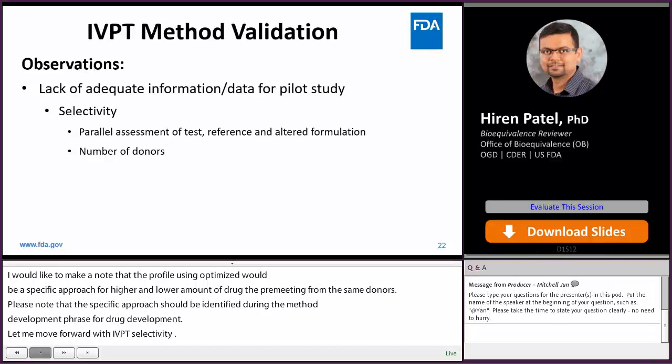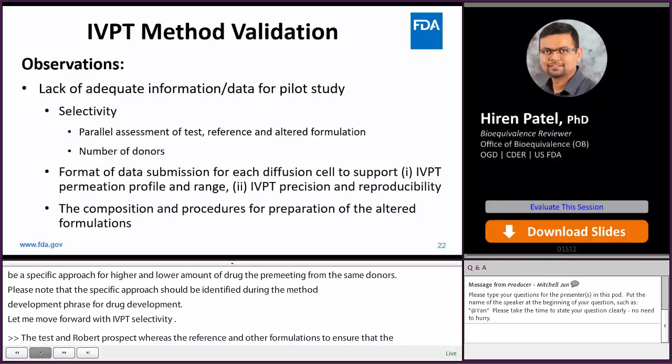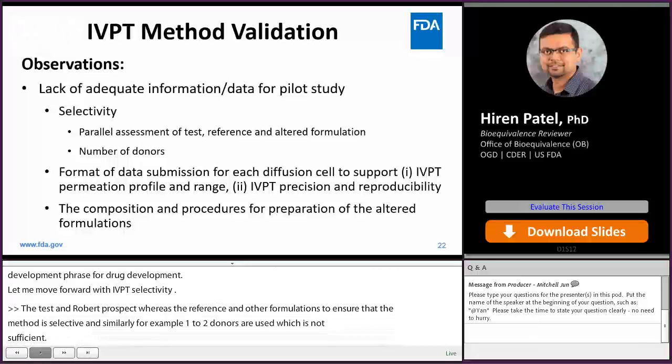Similar to IVPT sensitivity, a small number of donors, for example 1 to 2 donors, are used, which is not sufficient. The data generated from this study should be utilized to support IVPT permeation profile and range and IVPT precision and reproducibility, for which it is noted that the submitted data are not in appropriate format. Also, the composition and procedure for preparation of the alter formulations are missing. Once we have the data of the study, the next step is about the analysis of the data.